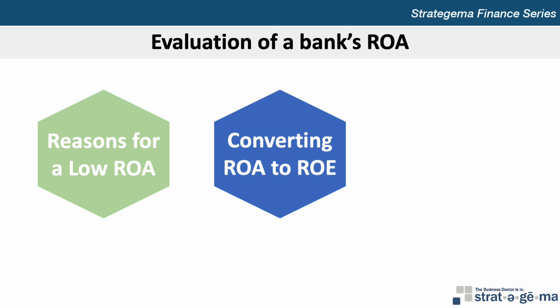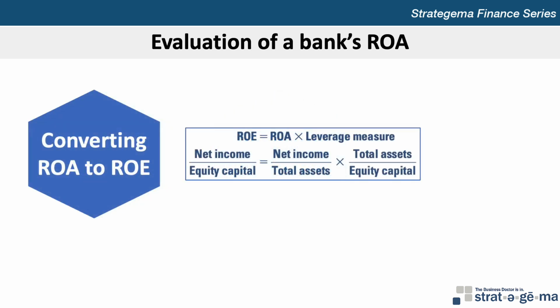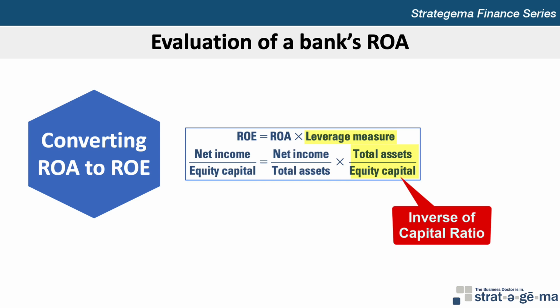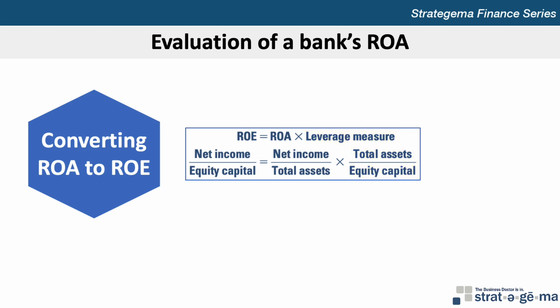An alternative measure of overall bank performance is ROE, or return on equity, which is affected by the same income statement items that affect ROA, but also by the bank's degree of financial leverage. The leverage measure is simply the inverse of the capital ratio. The higher the capital ratio, the lower the leverage measure, and the lower the degree of financial leverage will be. For a given positive level of ROA, a bank's ROE will be higher if it has a lower capital ratio and more financial leverage.